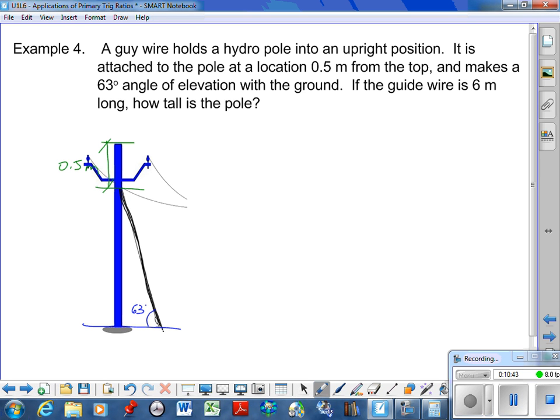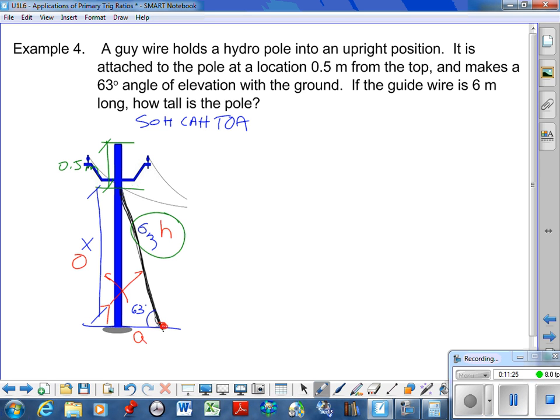So you need to find where the wire and the ground meet. And if the guy wire is 6 meters long, how tall is the pole? So we are looking for total height here. And from the right angle triangle, we're going to be able to find that measurement right there. So, got to see all that on the diagram. That means this is my reference angle. I'm going to assume the pole is properly installed. Makes that my hypotenuse. That's my opposite. That's my adjacent. Where's my SOHCAHTOA? SOHCAHTOA. There we go.